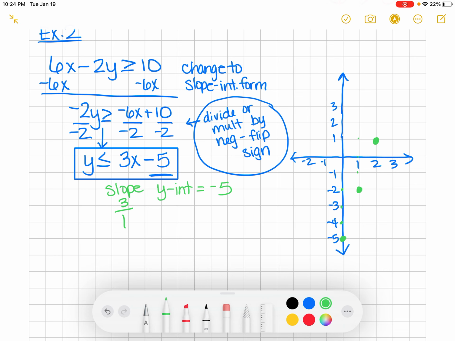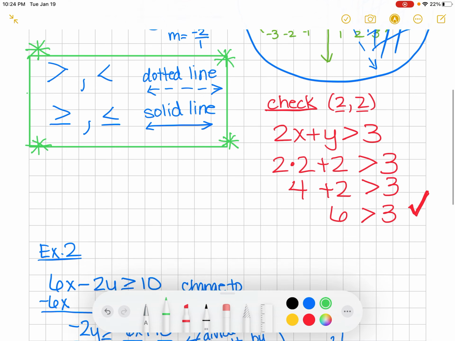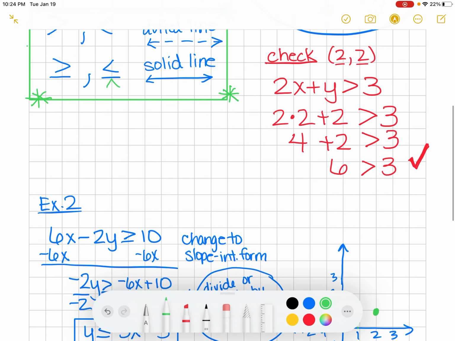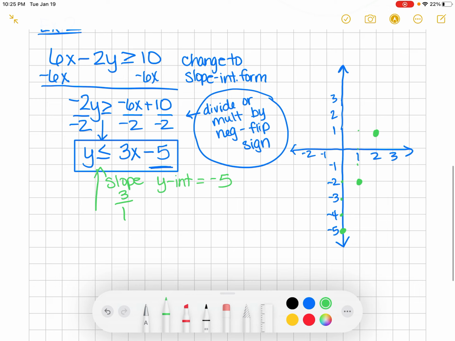Now, do I do a solid line or a dotted line? So up here, remember, the greater than or less than is a dotted line, and the greater than or equal to and less than or equal to is a solid line. That means that the equal sign means that points on the line also would check. They would make your check correct. Okay, so this is a less than or equal to. So I'm going to have a solid line. So I'm going to draw a solid line here between all of these.